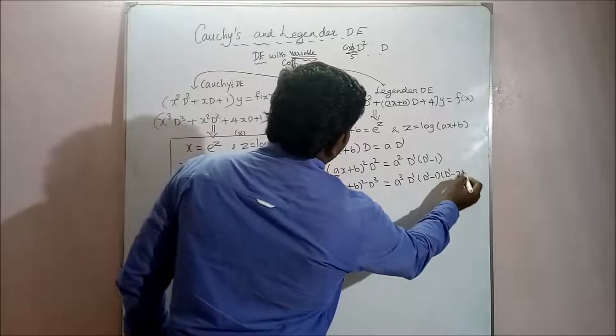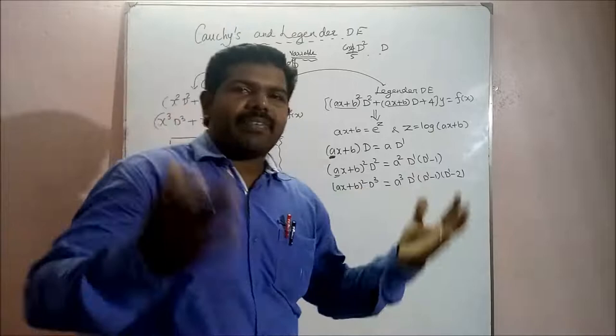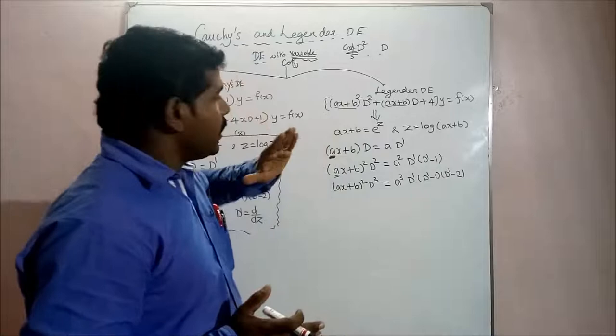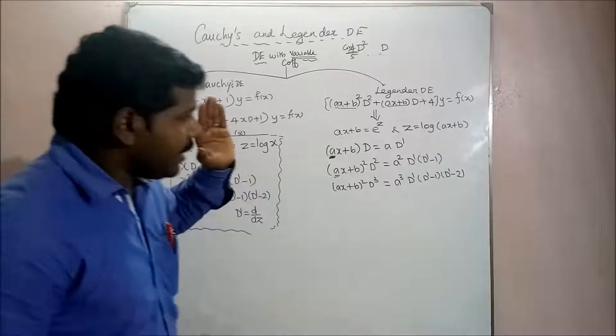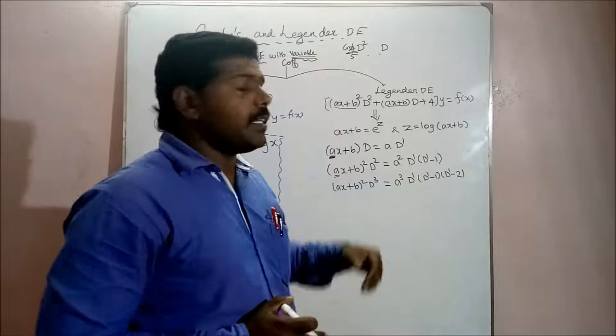So in the substitution, once you substitute, this Legendre differential equation is automatically reduced to an ordinary differential equation with constant coefficients. The substitution is important. For Cauchy's problem the substitution will be the same, but in Legendre's it depends on the linear factor, so we can change the substitution. According to the linear factor, the substitution changes, but the cost is still there. So now we are going to the problem.